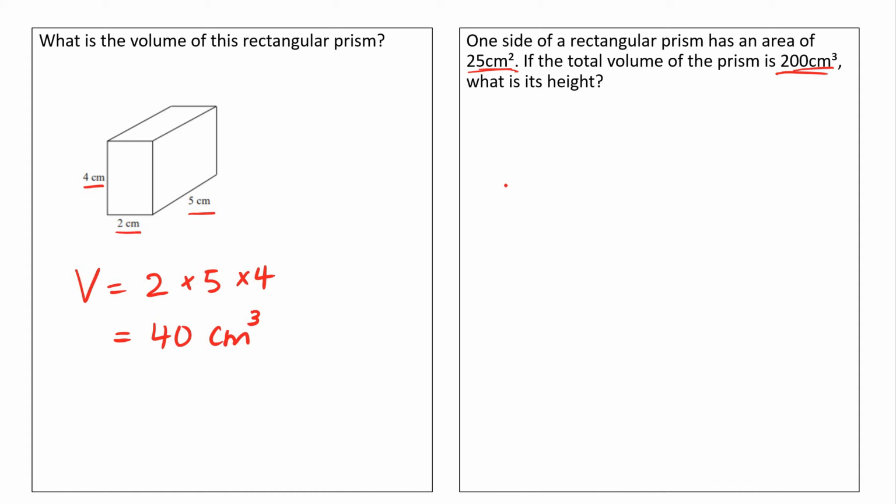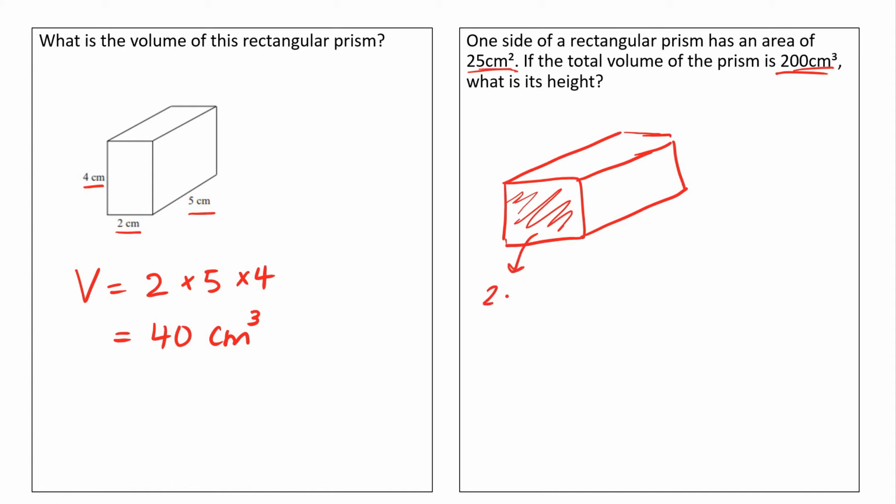If we take a look here, I'll draw a diagram, so you have to mind my drawing, it's not very good. Here we've got a rectangular prism, and one side of it, let's say this side here, has an area of 25 centimeters squared. It's asking for the height, so we need to know this other dimension. But we know the volume is 200. That's the diagram of this picture here.